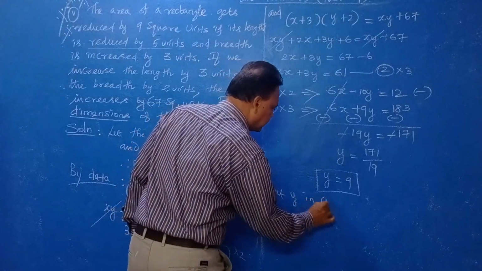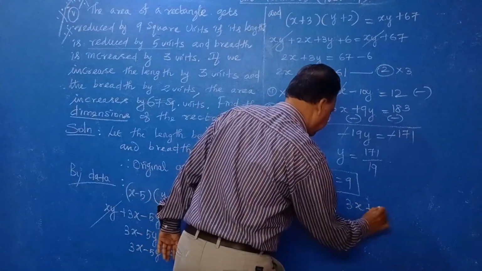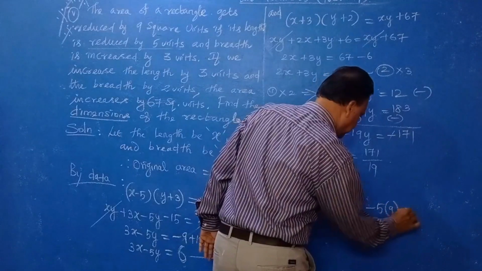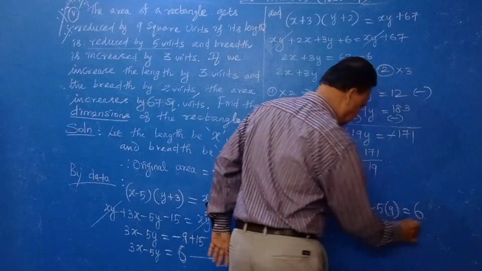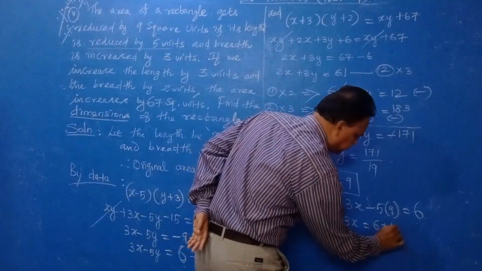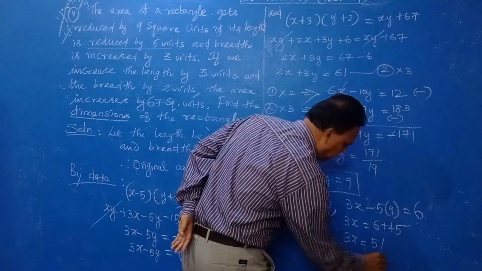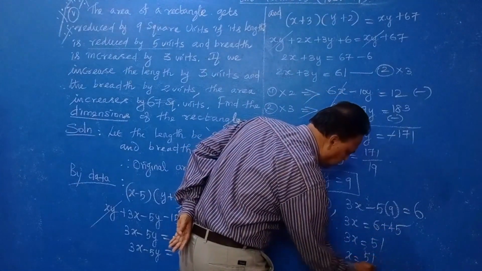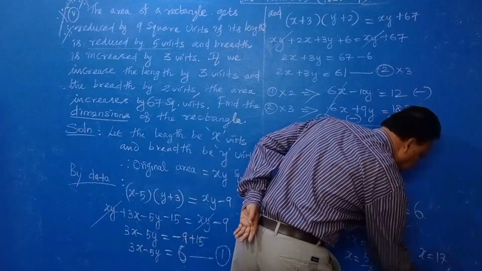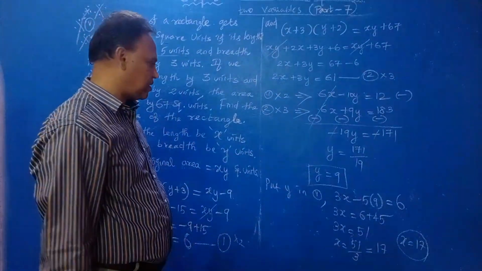Now put this y in equation number 1. Put y in 1. We get 3x plus minus 5 into 9 equal to 6. Therefore 3x equal to, this 45 bring to this side. Therefore 3x is equal to how much? 51. Therefore x is equal to 51 by 3. How much? 17. Therefore x is equal to 17, y equal to 9. These are the dimensions. Clear?